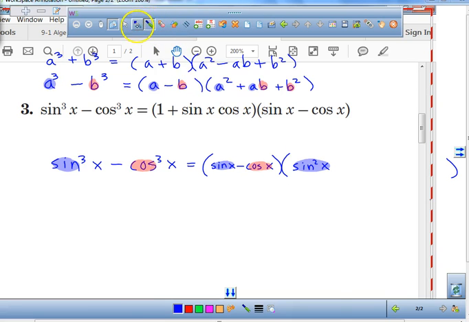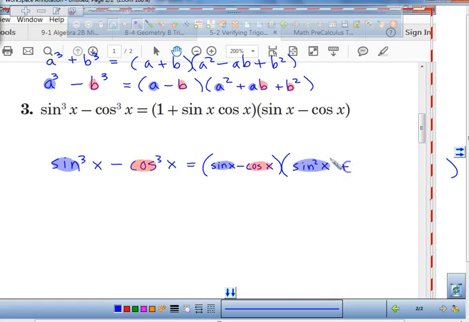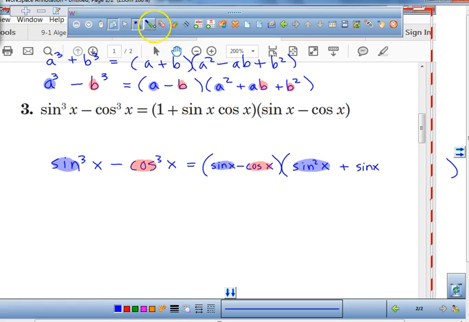And this time I'm going to put a plus, right? So put a plus. And what's my a value again? My a value is sine of x. So I'm going to put sine of x. I'm going to color it. Let's stay with the pattern. Now what's going to be right next to the blue?